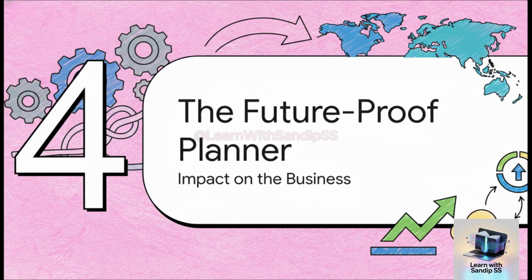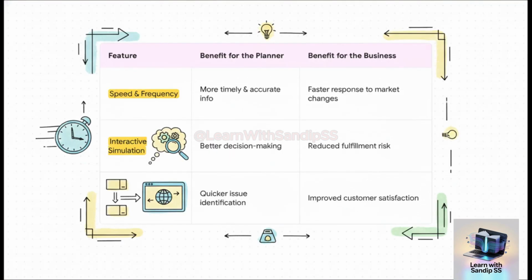So you can see this is bigger than just making one planner's life easier. The impact of MRP Live just ripples out across the whole organization. When your planners are this empowered, your entire supply chain becomes faster, smarter, just more responsive to whatever the world throws at it. And this table really lays it all out, doesn't it? It's a direct line. You give the planner better, faster info. They make better decisions. When they make better decisions, the business can react quicker to market shifts, you reduce the risk of not being able to deliver on your promises, and in the end, your customers get what they want when they want it. It all connects.